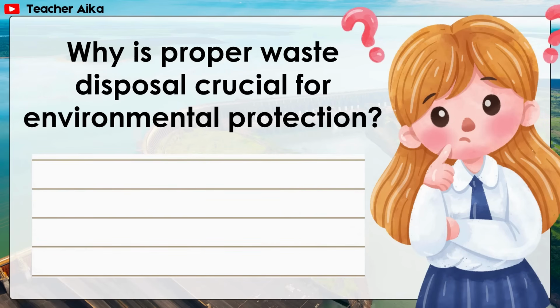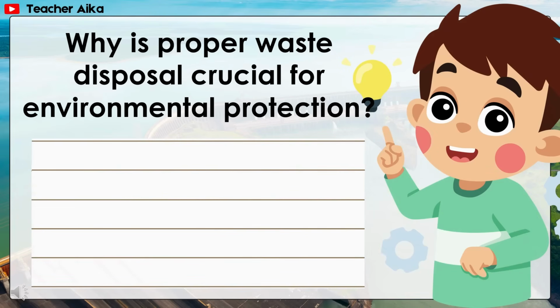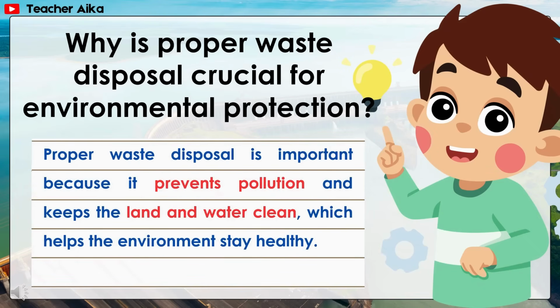Why is proper waste disposal crucial for environmental protection? Answer: Proper waste disposal is important because it prevents pollution and keeps the land and water clean, which helps the environment stay healthy.